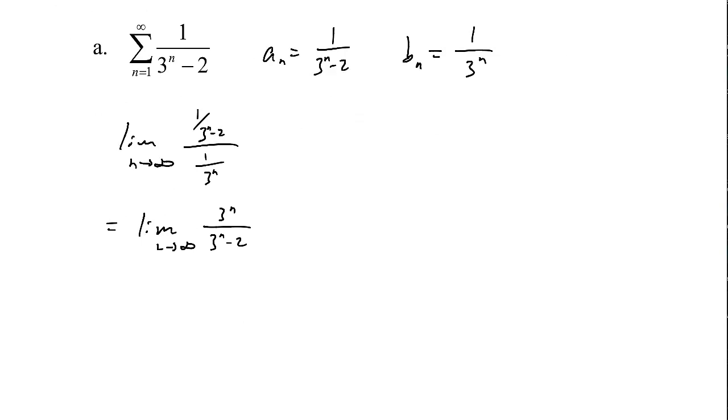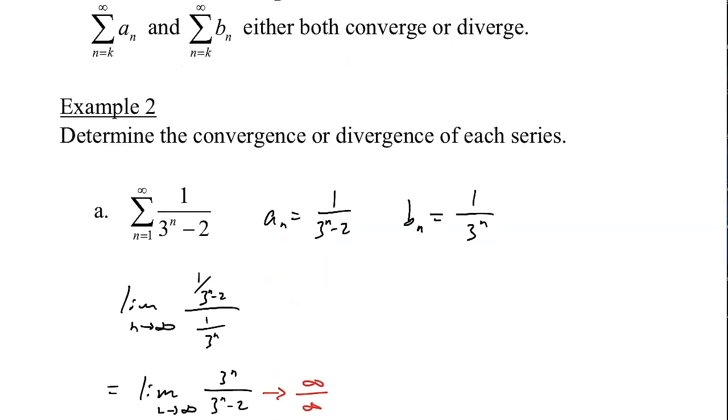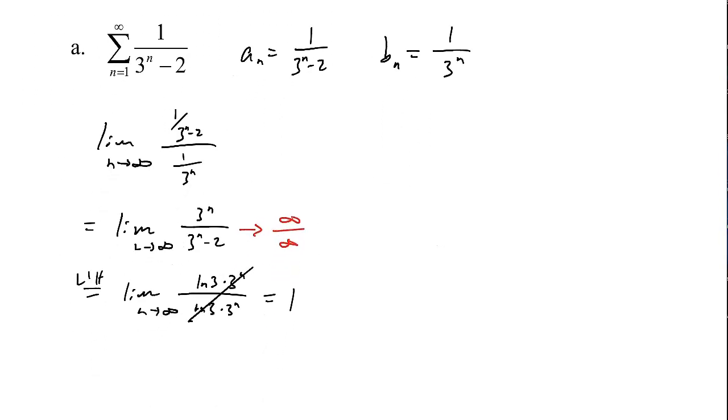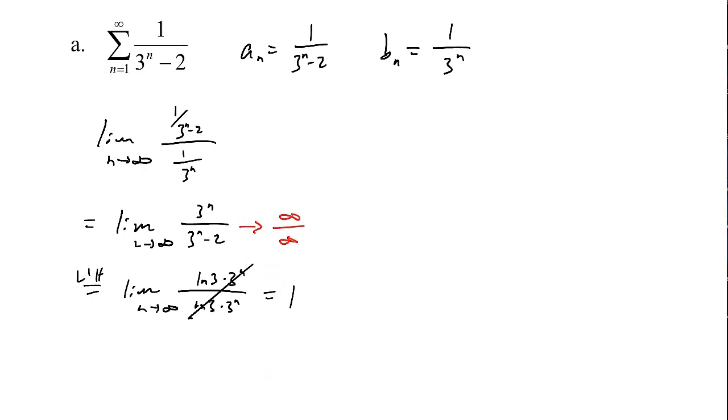You could also just take L'Hopital's, because as is, this would imply, notice that's not an equal sign, this would imply infinity over infinity, which is indeterminate. So if I do L'Hopital's, this becomes the limit as n approaches infinity of ln of 3 times 3 to the n over ln of 3 times 3 to the n, which will simplify itself out. Those will all divide each other. So this will come out as 1, which is nice. That's all I'm looking for. I'm just looking for a finite and positive limit, which 1 is finite, and it is a positive number.